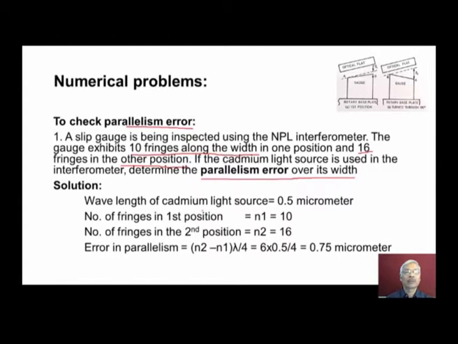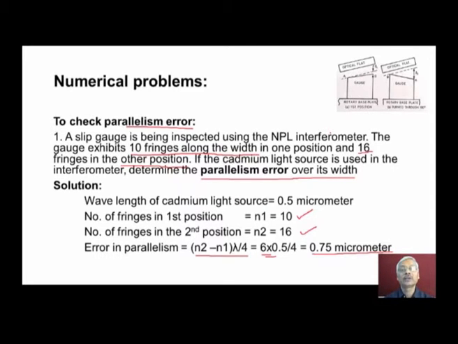Now the wavelength of the cadmium light source is 0.5 micrometer. Number of fringes in the first position, n1, is equal to 10. Number of fringes in the second position, n2, is equal to 16. Now error in parallelism is obtained using this relationship: (n2 minus n1) times lambda by 4. So n2 minus n1 is 16 minus 10, that is 6. And lambda is 0.5 micrometer divided by 4, which gives 0.75 micrometer is the parallelism error between the two working surfaces of the gauge.